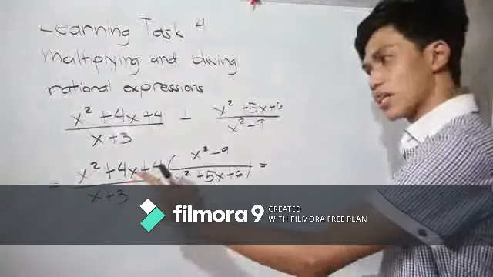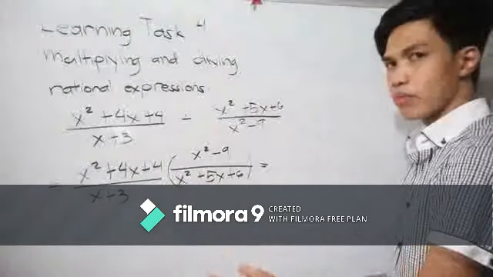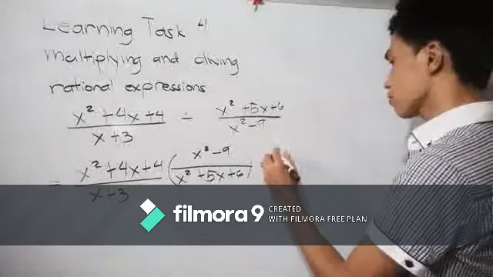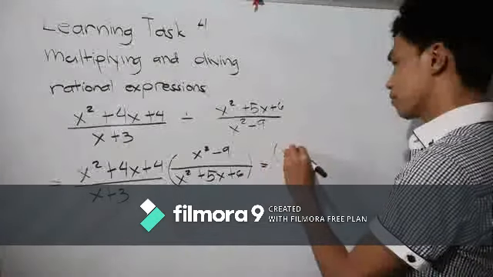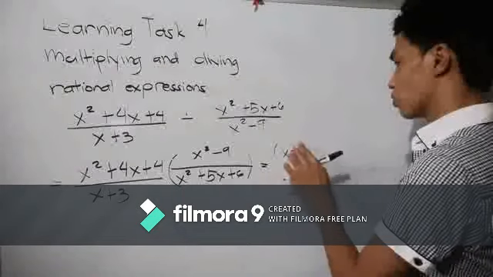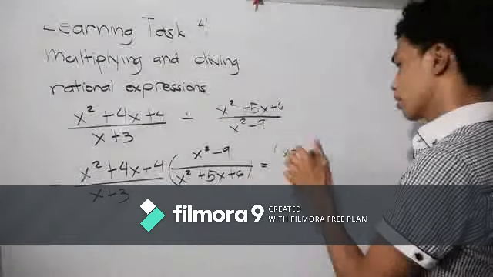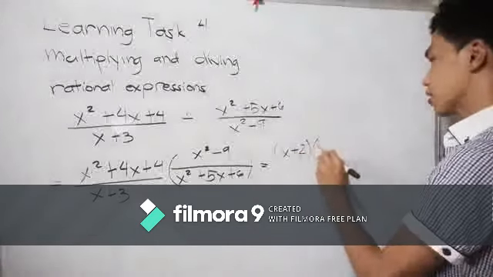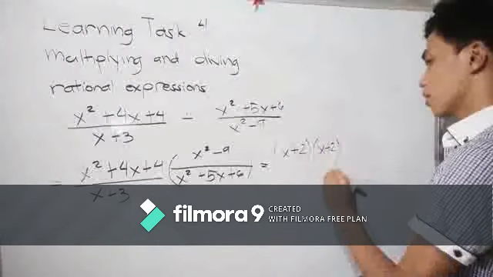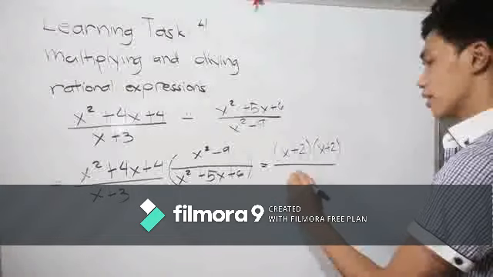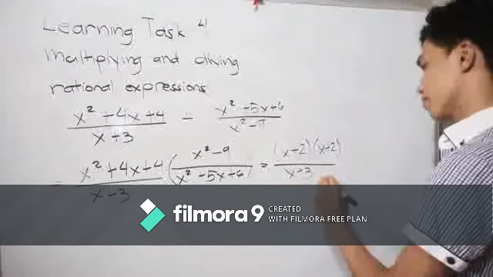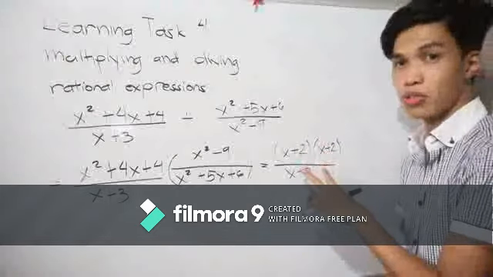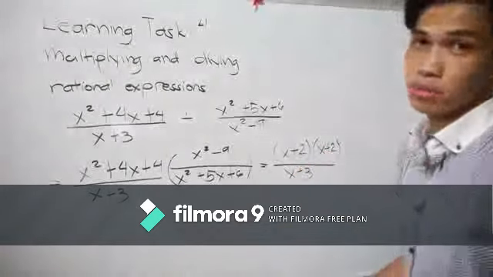So let's factor x squared plus 4x plus 4. For x squared plus 4x plus 4, that will be the quantity of x plus 2 multiplied to x plus 2 over x plus 3. So that x plus 2 and x plus 2, if we multiply those two binomials, the answer must be that trinomial.